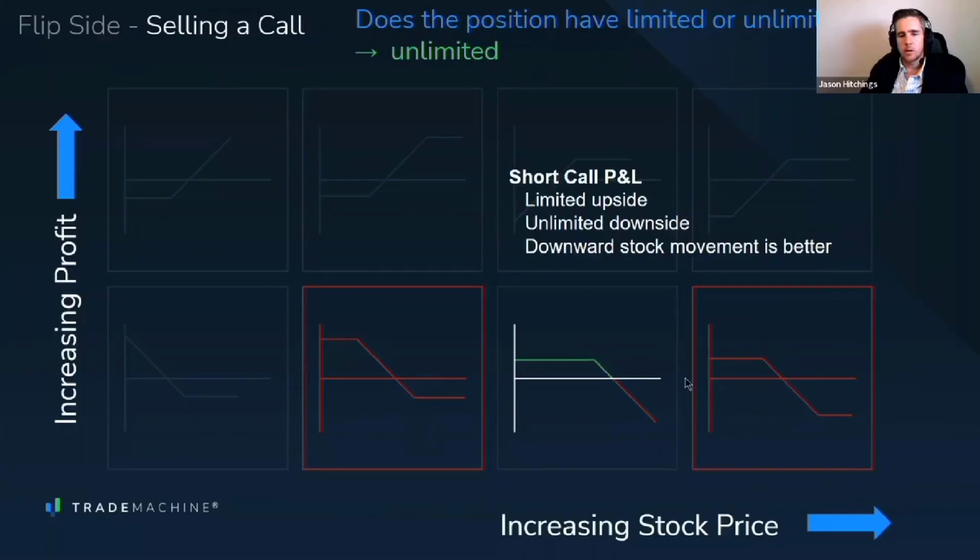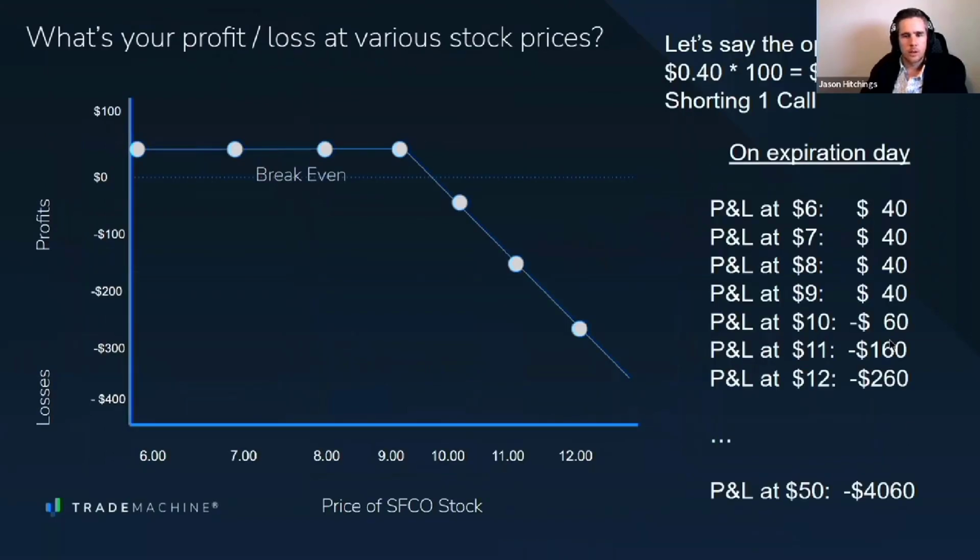So that's where we end up with our short call, because limited upside, unlimited downside, and you do better. It's a bearish position. You do better when the stock stays low. And understanding these charts will be helpful as we get into spreads in future classes. So here's what it looks like if we map it all out.